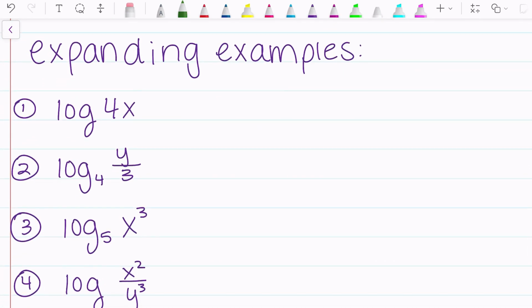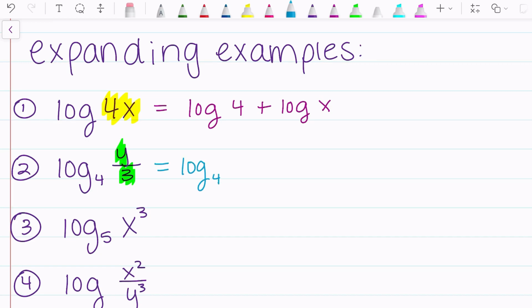All right, so expanding examples, if you're going to reverse it, you want to write it as multiple logs. So if I notice here, they're multiplying 4 times x, so I'm going to rewrite it as addition to expand it. So this would be the log of 4 plus the log of x. In my next example, I have y divided by 3. And so if it's y divided by 3, we can write it as subtraction, but the base stays the same. So log base 4 of y minus log base 4 of 3.